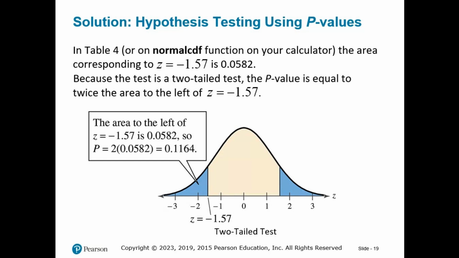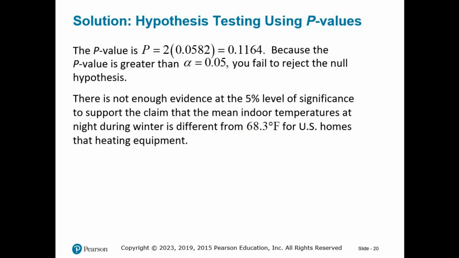Then we ask the question, is 0.1164 less than 0.05? It is not. So we fail to reject the null hypothesis. There is not enough evidence at the 5% level of significance to support the claim that the mean indoor temperature at night during the winter is different from 68.3 degrees Fahrenheit for homes that use heating equipment.